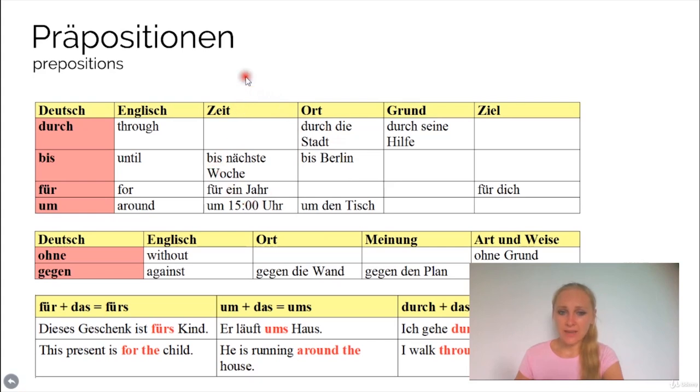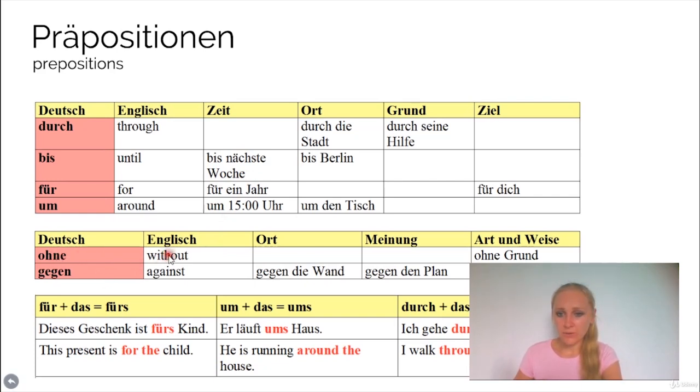If it's about time, that's just to indicate the time. So um 15 Uhr, and of course it doesn't have to be the time at the moment. You can just say at 3 p.m. we will meet, for example. So um means also at. Okay, then the next one here is ohne.